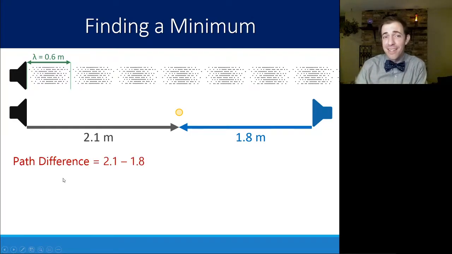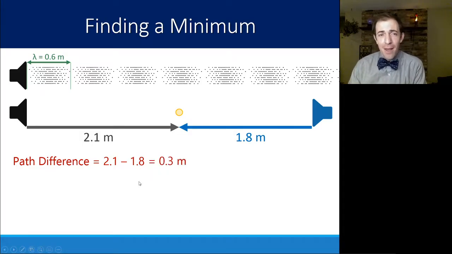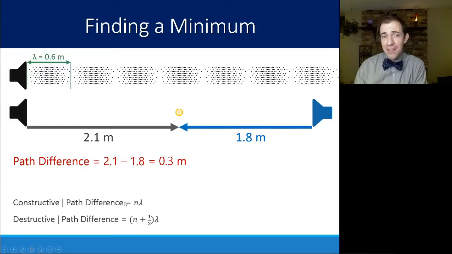And again, these are playing exactly the same wave at exactly this wavelength. I can figure out the path difference here. The path difference is just the difference in distance that I am from the 2. Notice here, they're not going the same direction, but the path difference is calculated the same way. It's 2.1 minus 1.8 to give me a path difference of 0.3. As a reminder, these are the 2 equations that are in the data booklet. Constructive would be a path difference of an integer number of wavelengths, and a destructive would be a path difference of an integer plus half number of wavelengths.